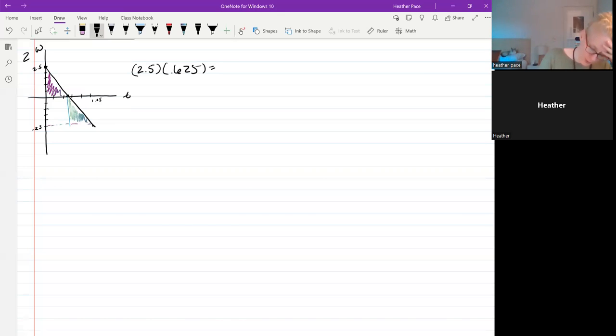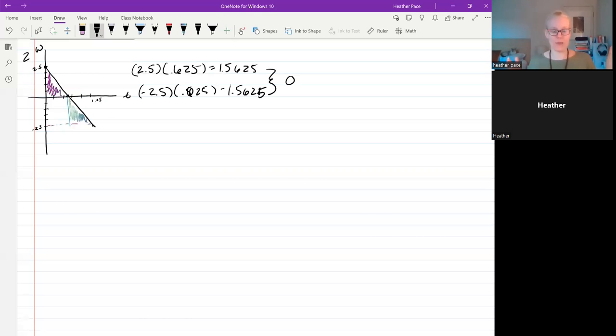We're going to have 1.5625. And then below the graph, we're going to have negative 2.5 times 0.625. So we're going to add these two together and we're going to get 0. So our angular displacement is 0, which makes sense if we think about the tire spinning.